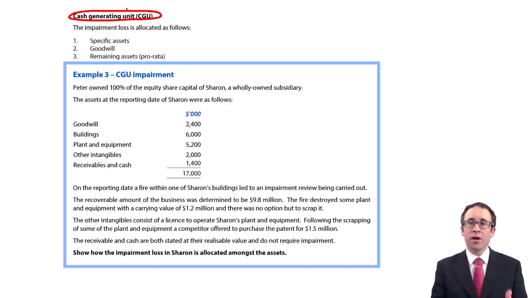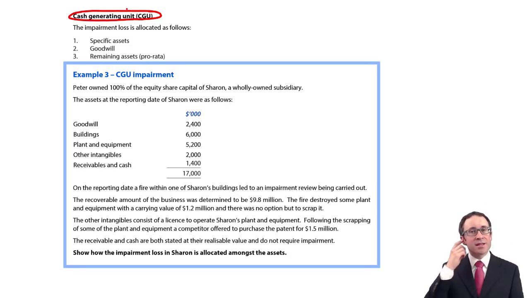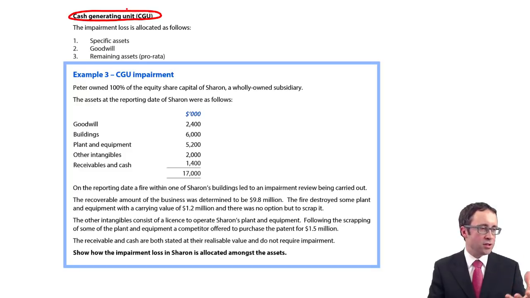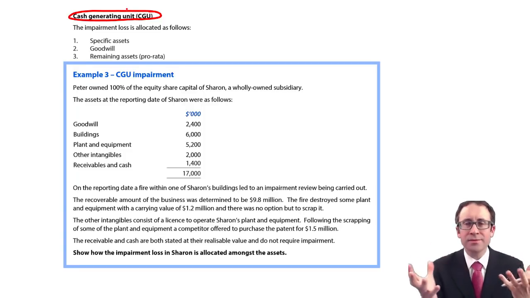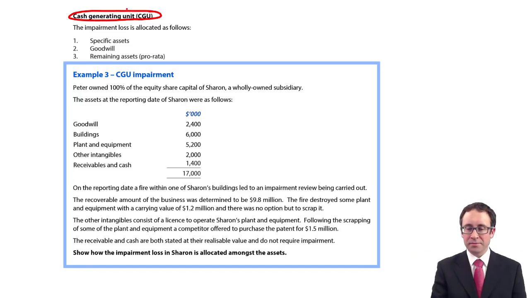The first one is that you impair any specific assets. So if there is a fridge that's broken within the restaurant, or a ride that is no longer used because of a change in people's thrill factor, then you impair that asset first. You take the impairment to that asset first. Then you go through and impair any goodwill. If it's a subsidiary, there will be some goodwill on acquisition within there. What's goodwill? Nothing.